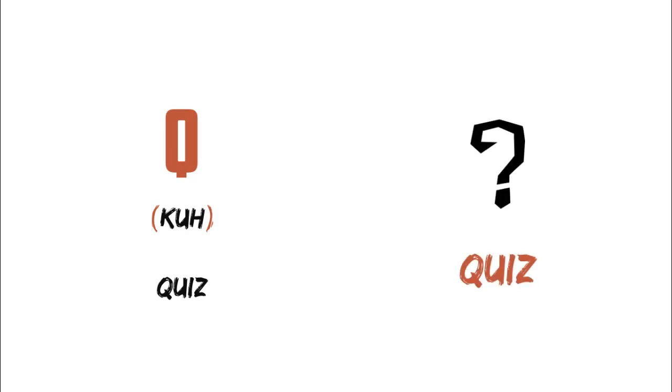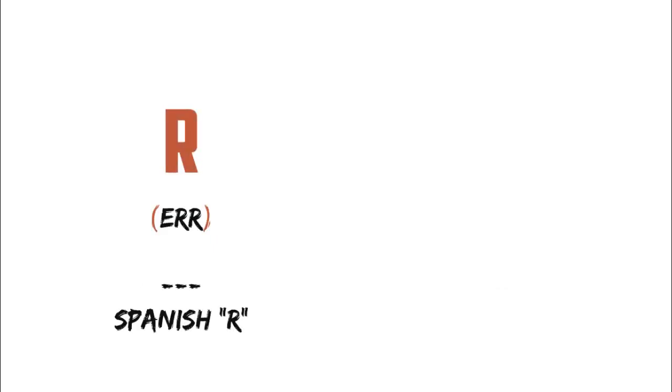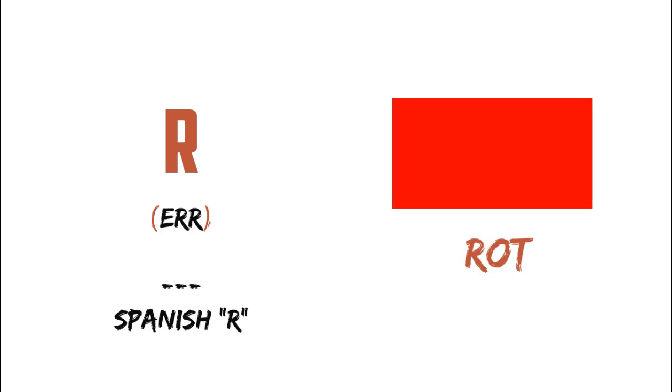The next letter is Ku, which is pronounced like the Q in the word quiz, and the German word for Ku is Quiz. Our next letter is R. There is no equivalent sound in English for R, but sometimes it is pronounced like the Spanish R. And the German word for R is Rot, which means red.